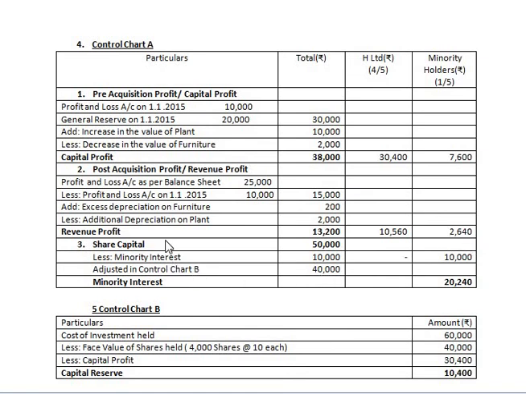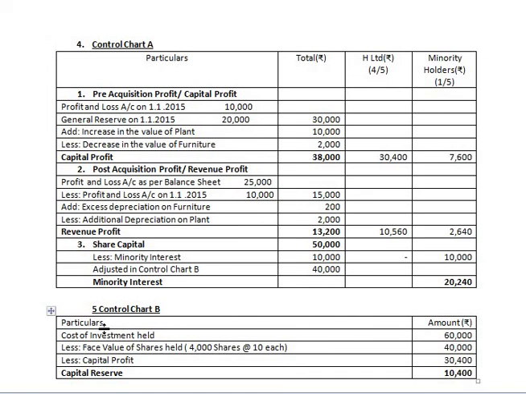Then the next one, you take the share capital of the subsidiary company, it's 50,000. Then you less the minority interest. So the minority holders hold 1,000 shares. So 1,000 shares into 10 rupees, the face value of shares will be 10,000. Then the remaining balance belongs to the holding company. So that's why it has been adjusted in control chart B, the face value of it. Then the total minority interest from control chart A will be 20,240.